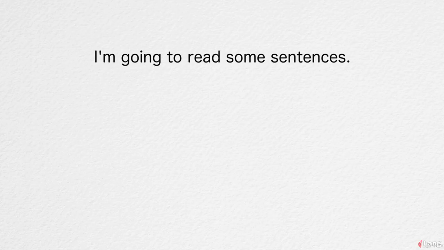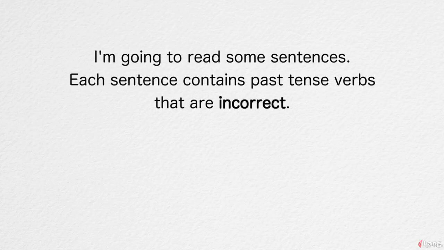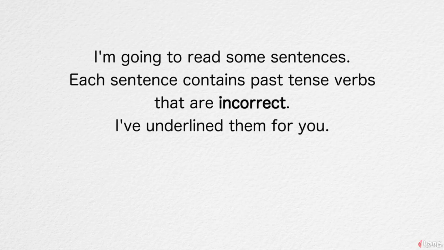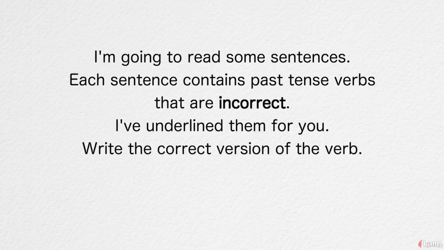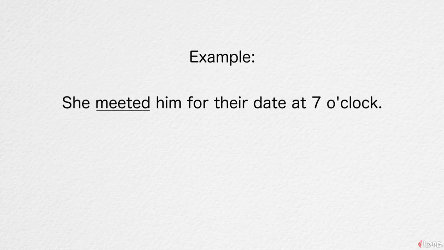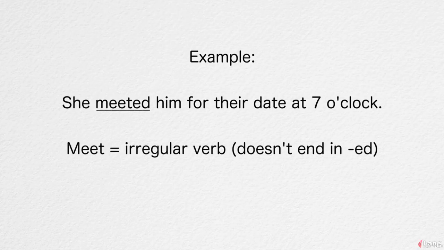I'm going to read some sentences. Each sentence contains past tense verbs that are incorrect. I've underlined them for you. What you need to do is write the correct version of the verb. Here's an example for you. She meted him for their date at 7 o'clock. Since meet is not a regular verb, it won't end in ed.